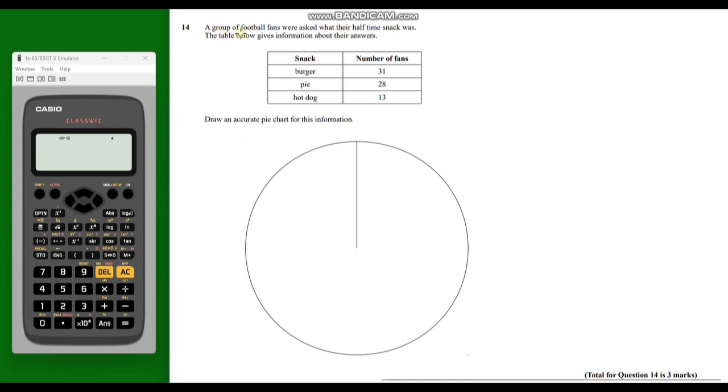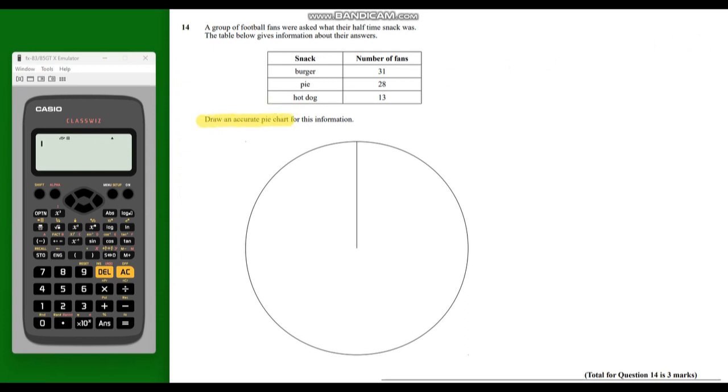Question 14. A group of football fans were asked what their half-time snack was. The table below gives some information about their answers. You can see here that 31 fans had a burger, 28 fans had a pie, and 13 fans had a hot dog. We need to draw an accurate pie chart for this information.